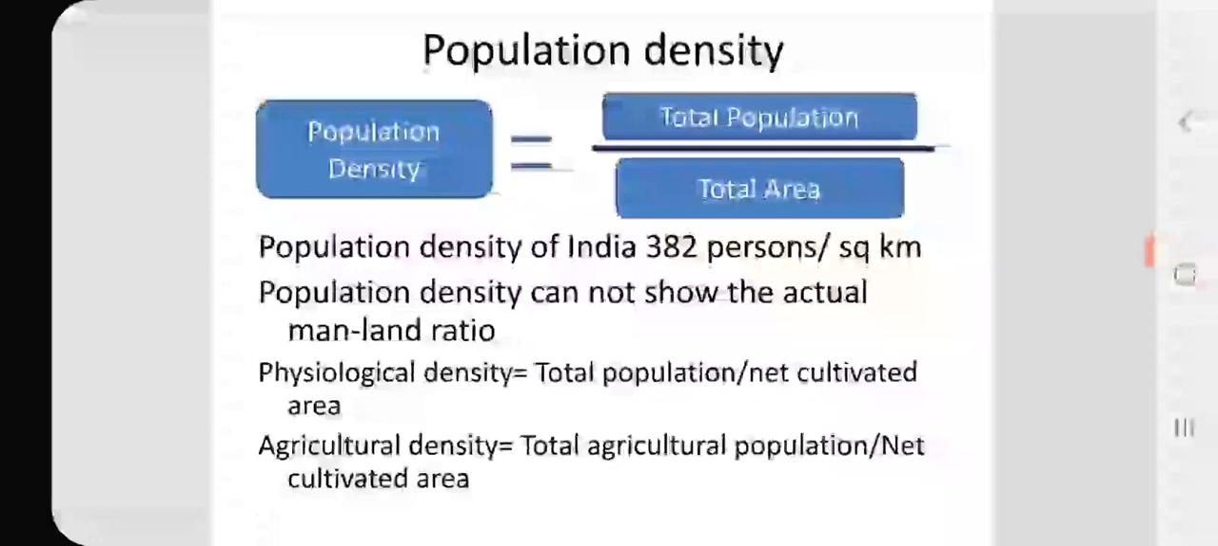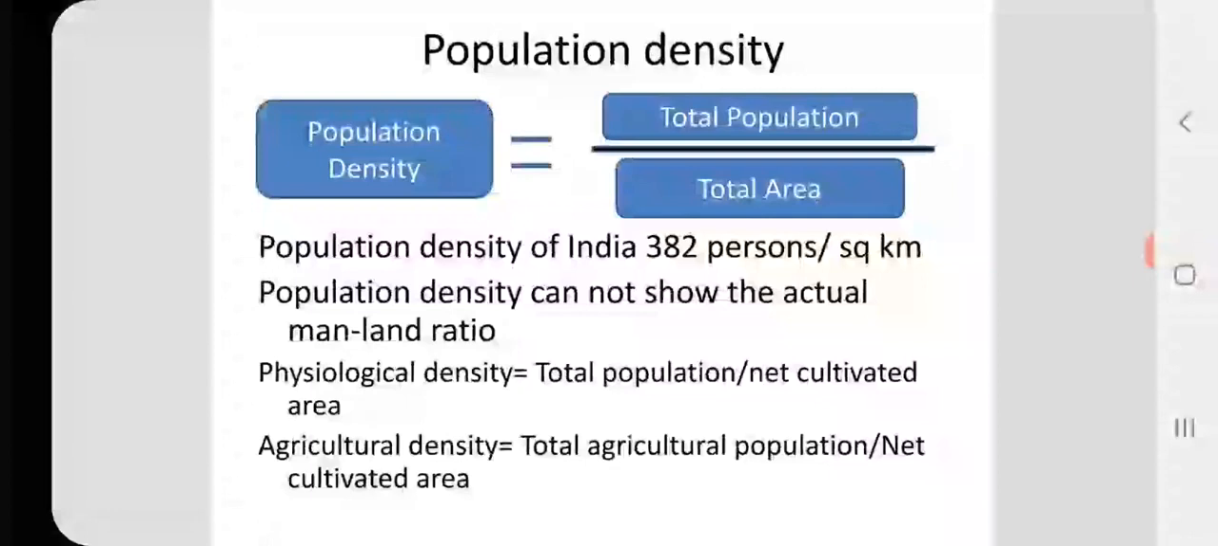So, when we divide the total population by the total area, it is called the arithmetic density of population. But this arithmetic population density cannot show the actual man-land ratio, because if a large area has very much potentiality, but there is minimum concentration of population, the population density will be low. But then it cannot show the proper man-land ratio.